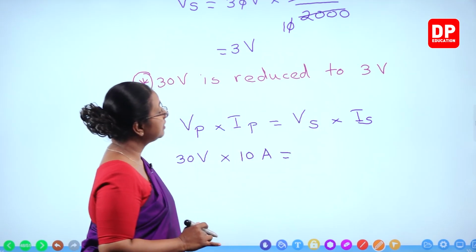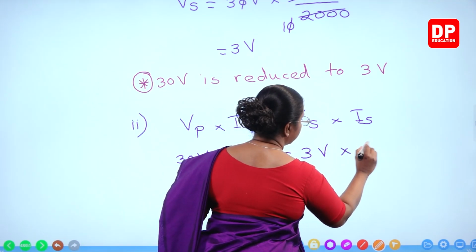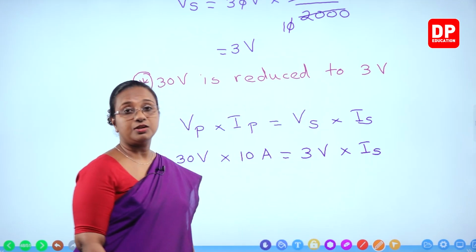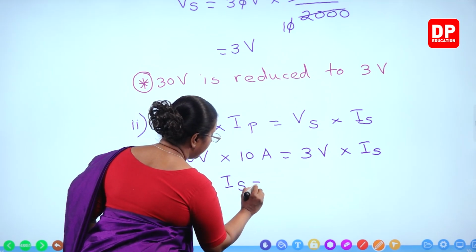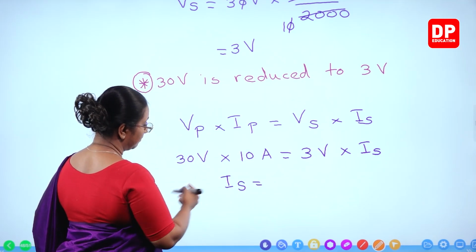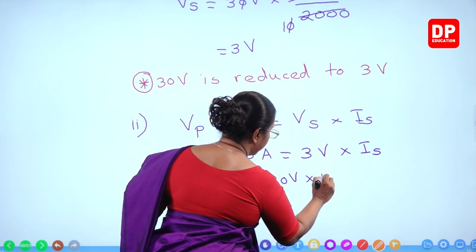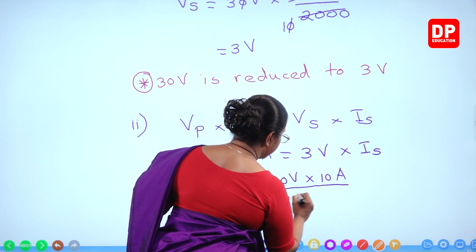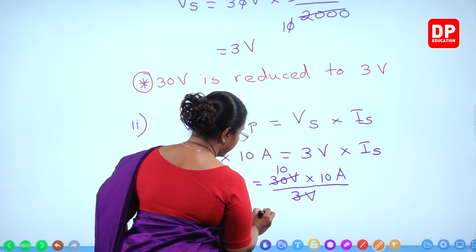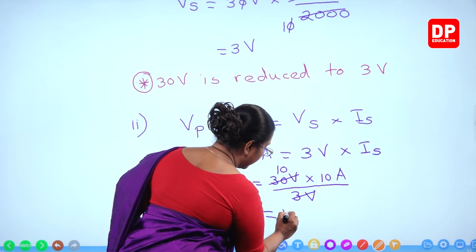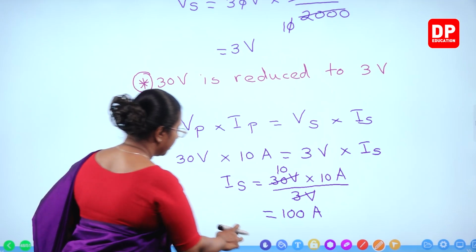Then the secondary voltage is what? It is 3 volts. 3 volts into secondary current or the output current. Again, if we rearrange, the current that will be drawn out from the secondary coil will be equal to 30 volts into 10 amperes divided by 3 volts. So when you simplify these two, this is 10. Because of that, 10 into 10, you will get 100 amperes. Now can you understand that?